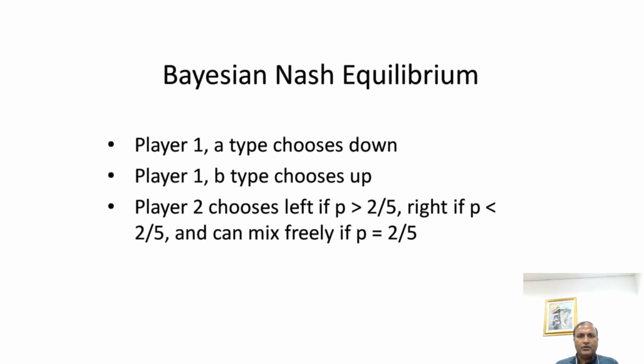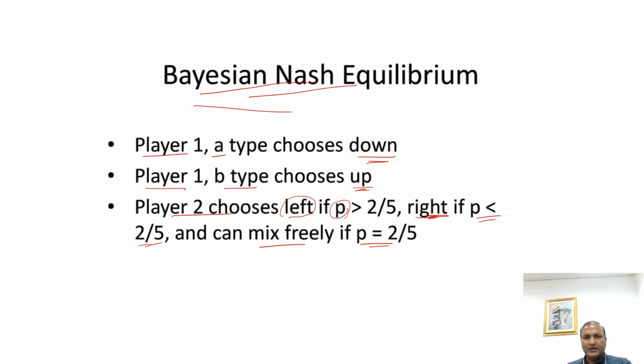So now we have solved the Bayesian Nash equilibrium, because we have solved the game for each player and each type of player. Player 1 of type A will play down. This is the best response. And player 1 of type B will choose up, because that is best for him in that situation. But for player 2, the decision depends upon the value of p. If p is bigger than 2 by 5, he will choose left. If p is less than 2 by 5, he will choose right. And finally, if p is equal to 2 by 5, then he can mix between left and right. That will be a mixed equilibrium. So this is called Bayesian Nash equilibrium.